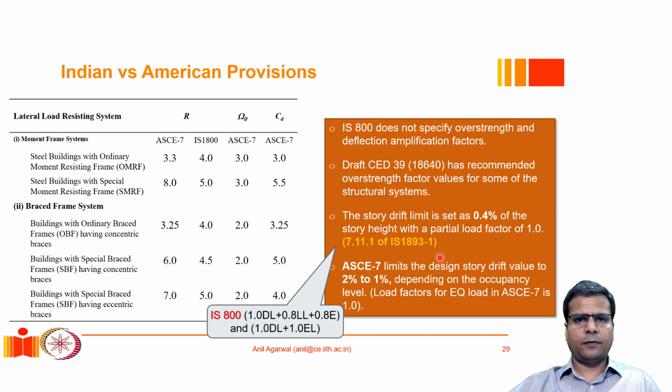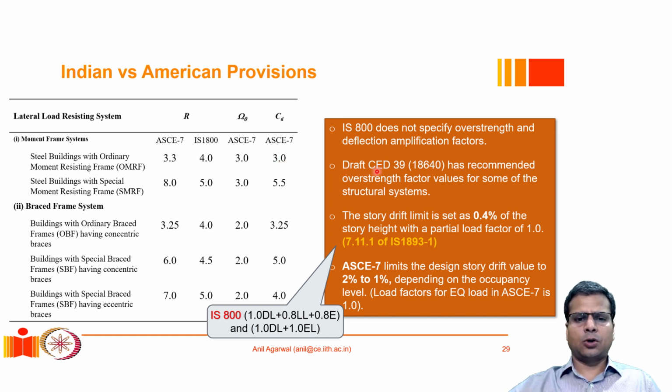So as we have mentioned before, the IS 800 does not explicitly mention overstrength factor and the deflection amplification factor. However, it does mention the response reduction factor R. So these omega 0 and CD factors are missing in the IS 800. However, they are implicitly incorporated, which we have seen some glimpses of.